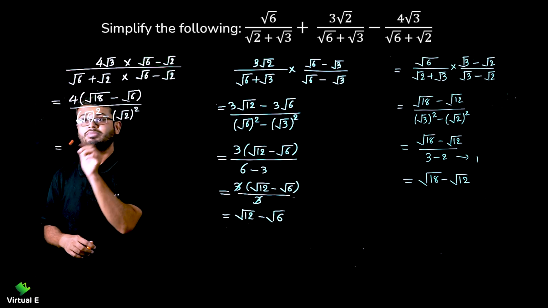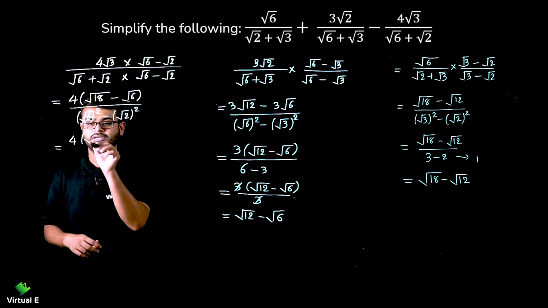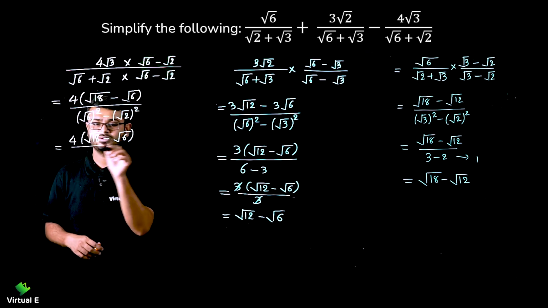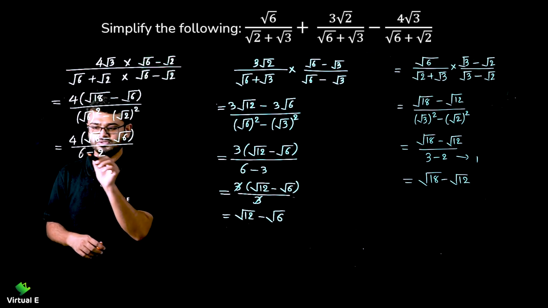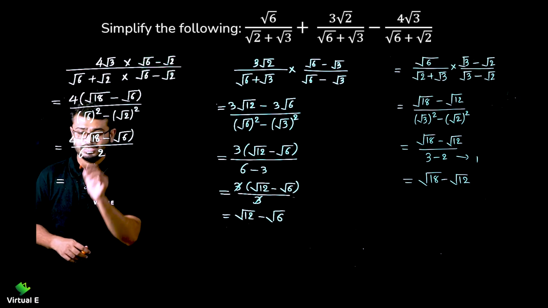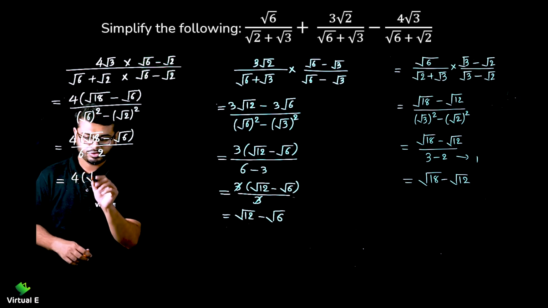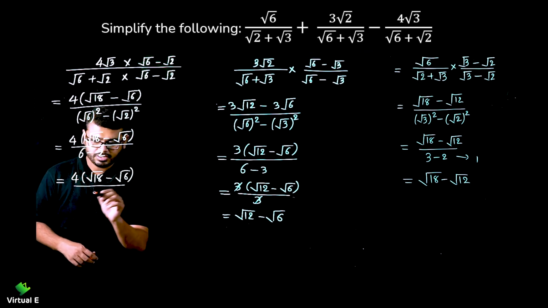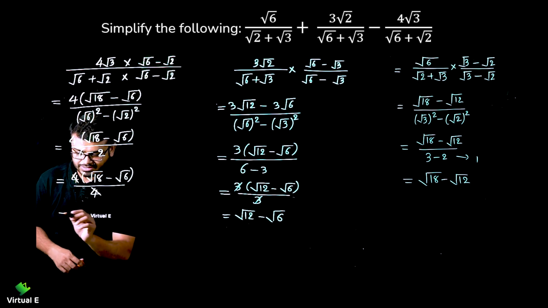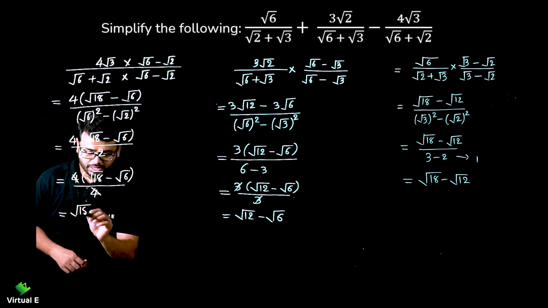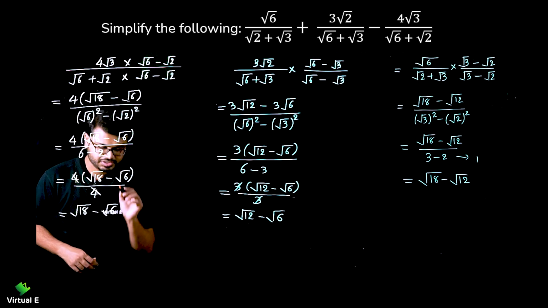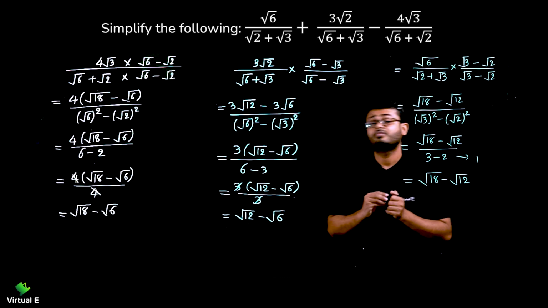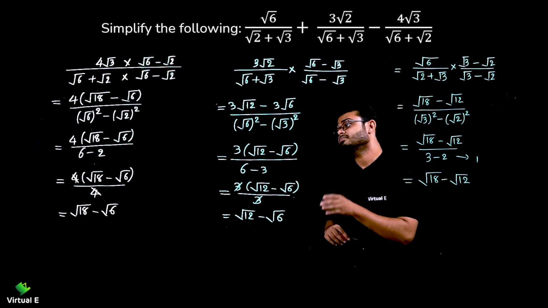Done? Let's simplify the denominator further, because the numerator will be as it is, and here root 6. So we have 6 minus 2. So let's write over here, 4 into numerator again as it is, minus root 6 over 4 here. So 4 and 4 get cancelled. So what do we get? Root 18 minus root 6, right? So these are the 3 values we are getting over here, right? For the first term, then the second term, and the third term.